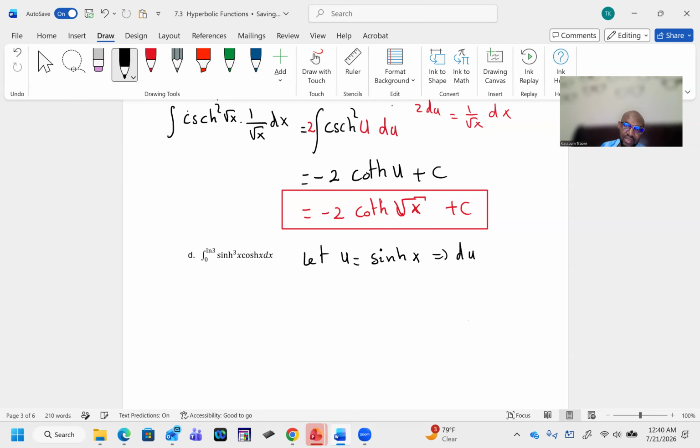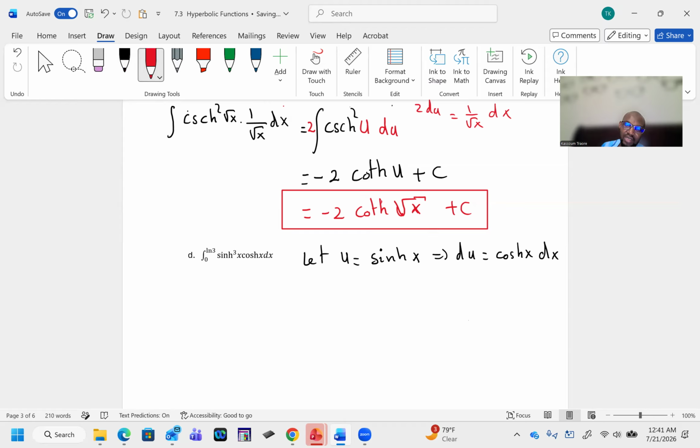du will be what? What's the derivative of hyperbolic sine x? That is hyperbolic cosine of x dx. And you can see that's exactly what we have. But once we use substitution, we also will be changing the limit of integration.